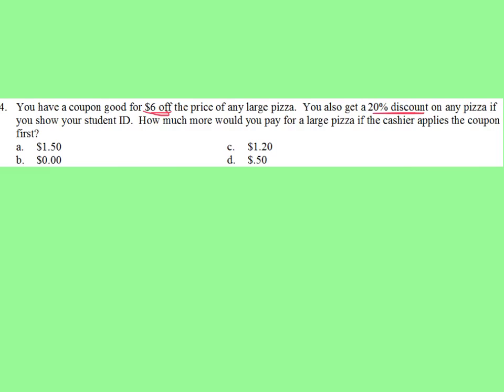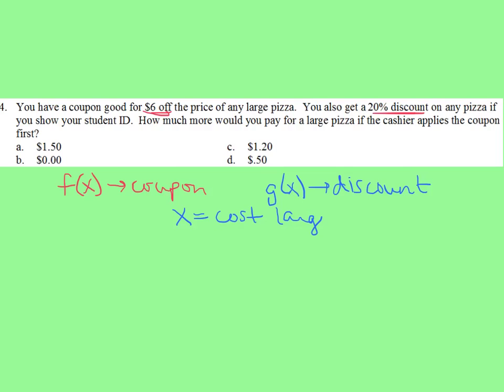Okay, so I have two things. I have an f of x function, which we're going to say is going to be the coupon. We also have a g of x function, which we're going to say is the discount. All right, and then we have our variable, x, which is the cost of a large pizza. Okay, so let's go ahead through and take a look at this.